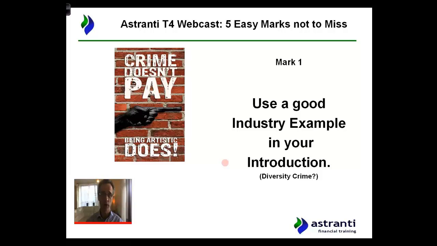Just make sure it's a good one, and make sure that we wrap it around some element of the unseen. Leaving this example out, Nick calls it diversity crime, which I think is an excellent way to describe it. Certainly crime doesn't pay. There is a mark for that example. Let's make sure that it's a good one. I suggest you pre-learn your introduction. You're probably already doing that.